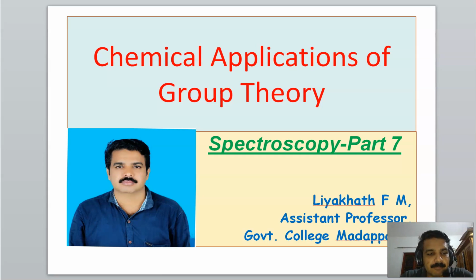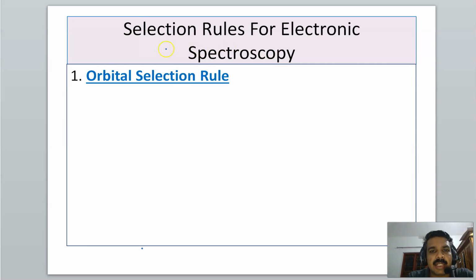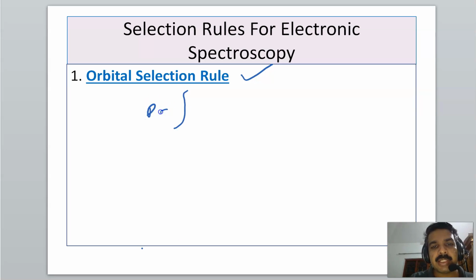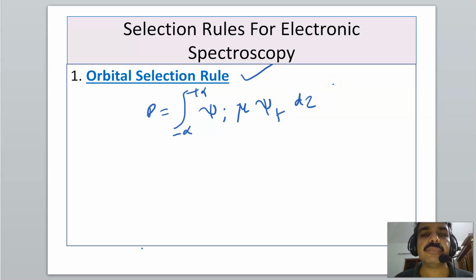Please listen. There are mainly 3 selection rules in electronic spectroscopy. The first one is the orbital selection rule that we had already discussed in the last video. For a transition to be probable, we know that the electronic transition is an electric dipole transition. That is, during electronic transition, the dipole moment changes. So the transition moment integral P is equal to the integral from minus infinity to plus infinity of psi I mu psi f d tau, where mu is the dipole moment operator.